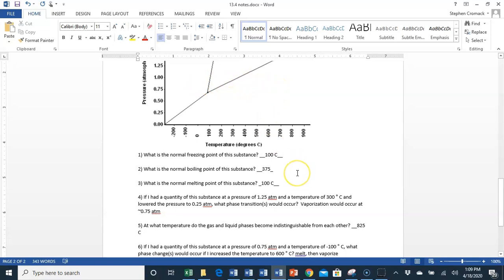So with these phase diagrams, there's a lot of manipulation that you can do with them, and the questions a lot of times will say, if I increase the pressure, if I change the temperature, what's going to be changing? So take a look at today's assignment, which is a phase diagram worksheet. You'll be able to type right in it, and let me know if you have any questions.